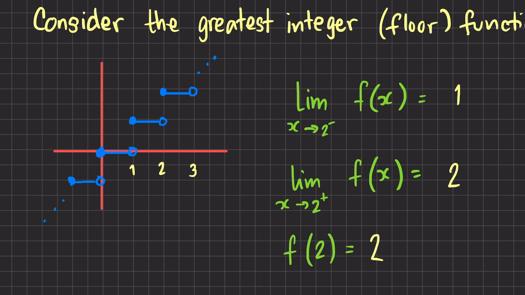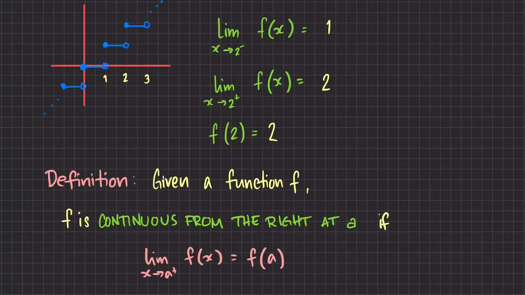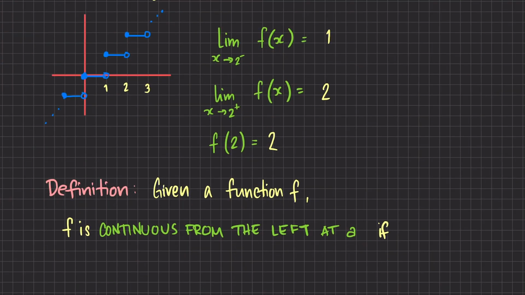So, equal yung value ng function at a sa limit of the function as x approaches a from the right side. Pag nangyari yun, then f is continuous from the right. Building on that same definition, we can talk about continuity from the left. Of course, in our example, hindi na siya continuous from the left.